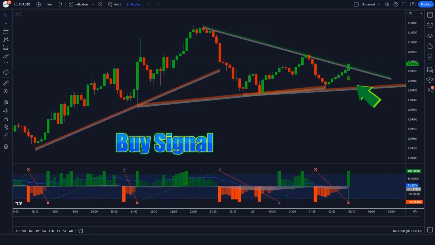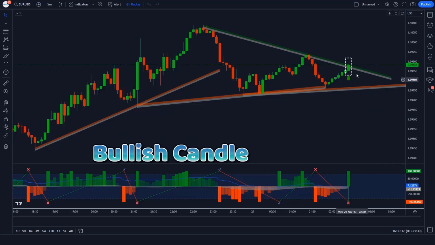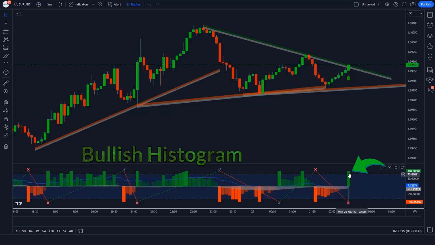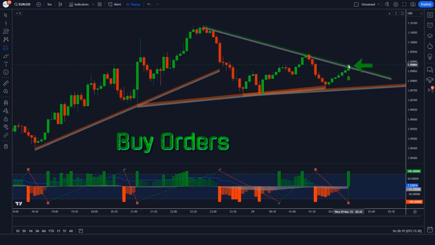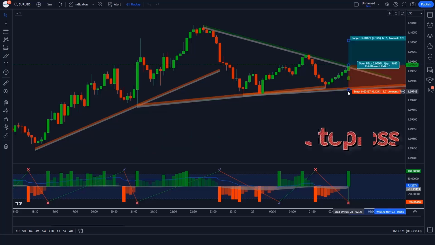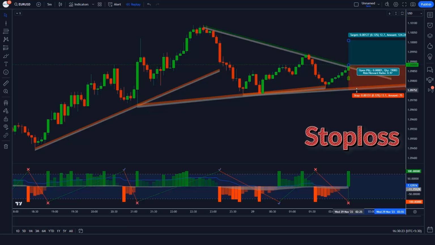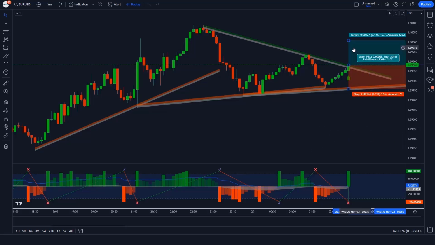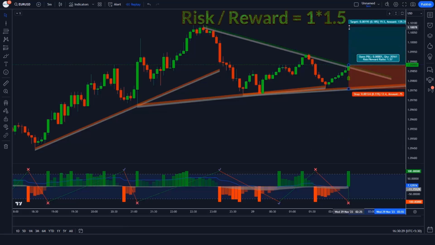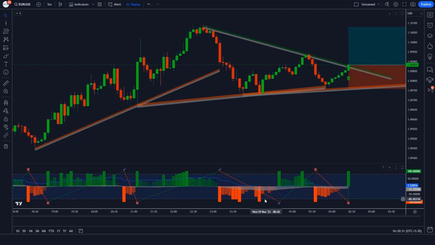When the Trendline Breakouts indicator gives us buy signals, when the market forms a bullish candle, and the histogram of the Super Trend Oscillator indicator is a bullish histogram. If this condition is fulfilled, then we will place a buy order. Our stop loss will be placed at the current market's lower low level. And the risk to reward ratio will be 1 to 1.5.